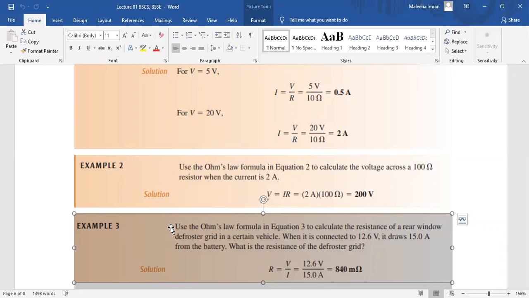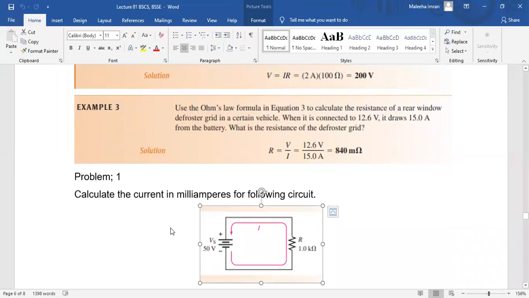So what is the importance of Ohm's law? The importance of Ohm's law is that this law is used to analyze a circuit. What is meant by analyze? Analyze means that by using this, if the voltage and resistance are known, then you can determine the current. If the resistance is unknown, and the current and voltage are known, you can determine this one.